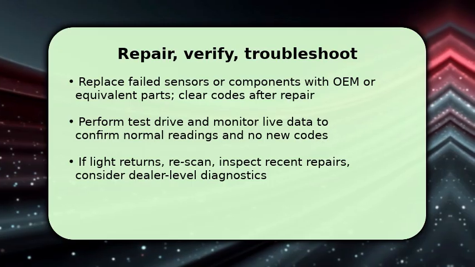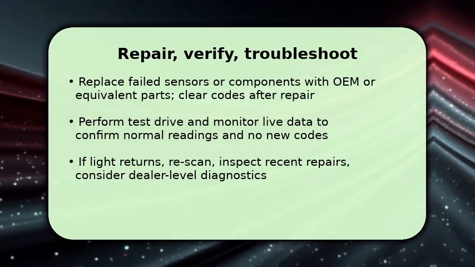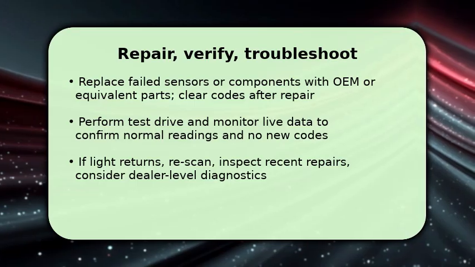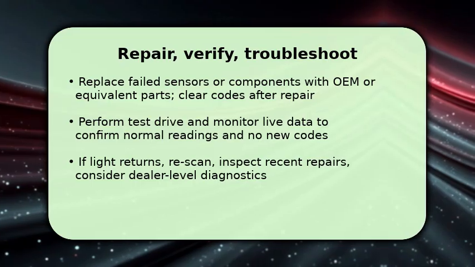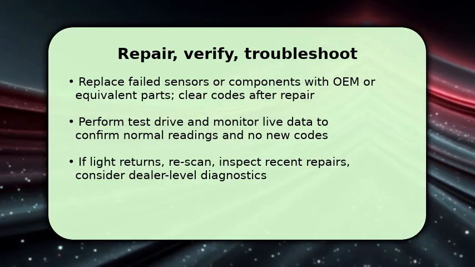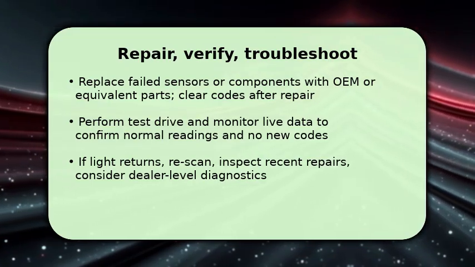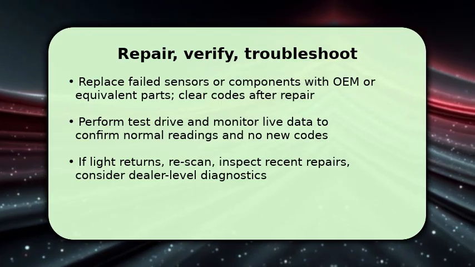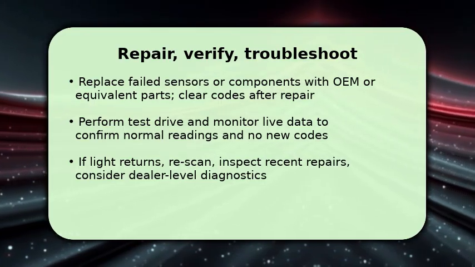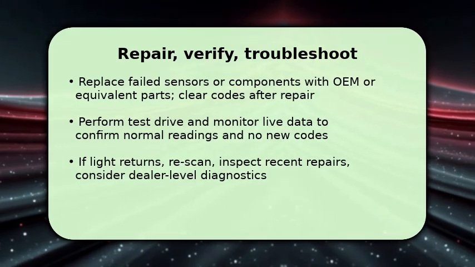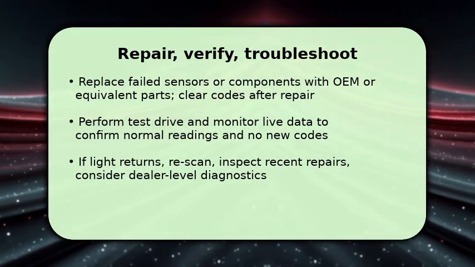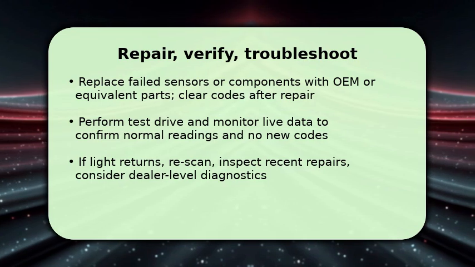Clear stored codes and perform a controlled test drive while monitoring live parameters to confirm stable sensor responses and proper fuel trims. If the engine management light comes back, rescan for new or persistent codes, recheck wiring and grounds near the repair, and consider advanced diagnostics or dealer-level tools if intermittent faults persist. That single troubleshooting step often resolves elusive issues.